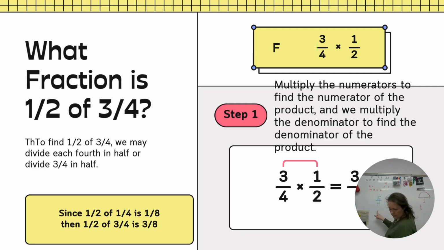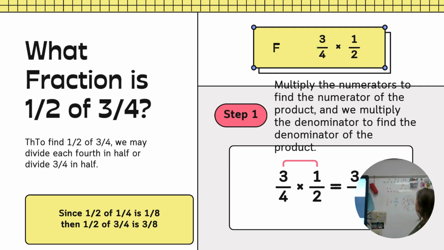We have 3/4 times 1/2. So if we do the 3/4 times 1/2, let's do the math. What do we have here? We have 3 times 1 equals, 4 times 2 equals what? Is that right? 1/2 of 3/4 is 3/8.